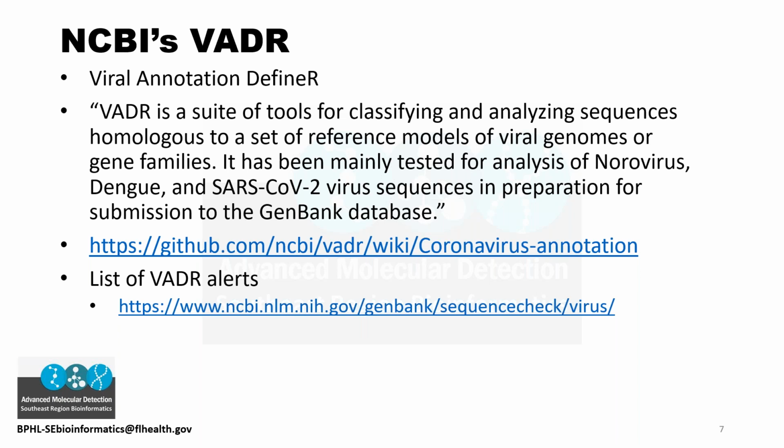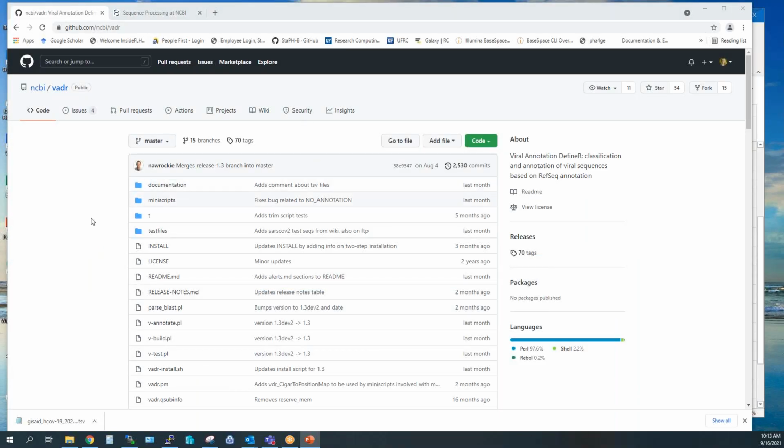The code for Vader and documentation can be found at this link, and we'll go to it in a second so I can show you all the different information there. It's really well documented. I've also provided a link here for the list of Vader alerts. These are basically any errors or flags that get detected in your sequence. That'll be more relevant for Part 5, when you dive into what those errors mean and how to confirm them.